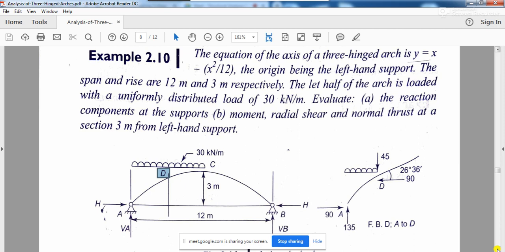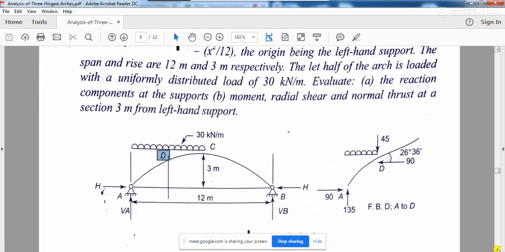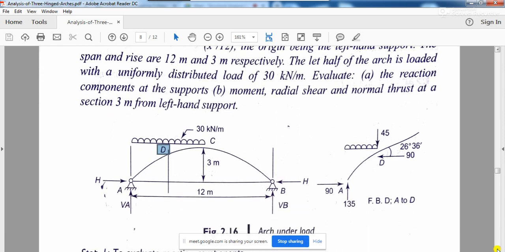So what is the first step you will have to do? In the first step you will have to find out the vertical reaction components and the horizontal reaction components, because it's a 3-hinged arch.